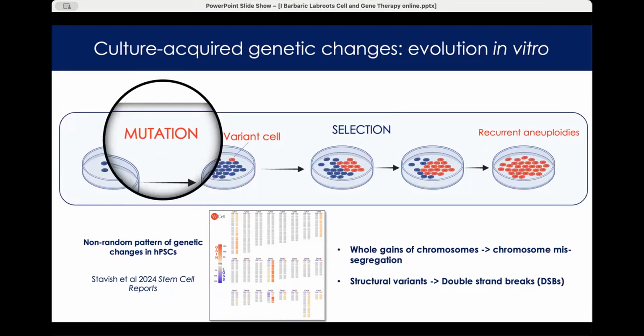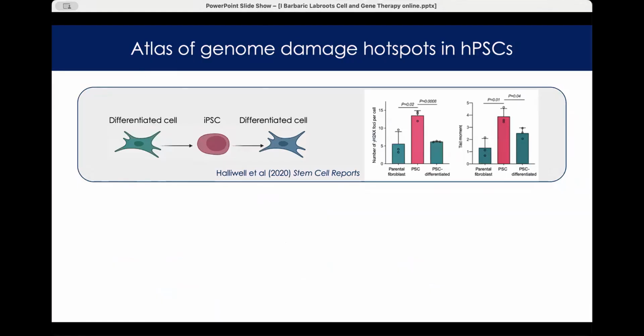So the first question we had about this is, to what extent are pluripotent stem cells susceptible to the acquisition of double-strand breaks? And to answer this question, we use a model whereby we take differentiated cells, reprogram them to an induced pluripotent stem cell state, and then differentiate again.